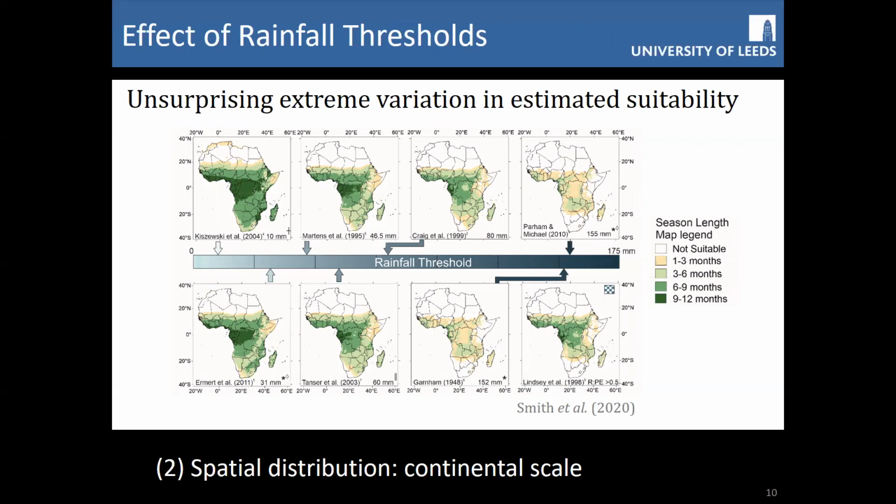So when you look at these maps, the rainfall threshold goes from left to right, 0 to 175 millimeters. And the more green a map is, the more months a year the environment is suitable for malaria.